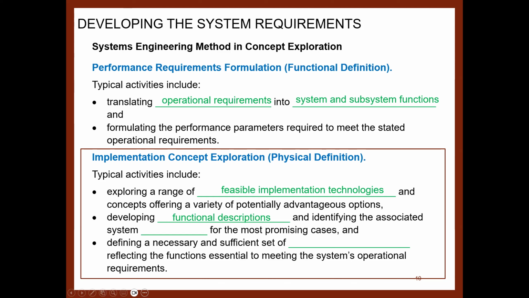So from this problem definition, we take what are the functions that we need to perform in order to achieve a solution for this problem. And from that functional description, we can start visualizing different subsystems and identify system components for the most promising cases. And going back to the performance characterization, defining a necessary and sufficient set of performance characteristics reflecting the functions essential to meeting the system operational requirements.